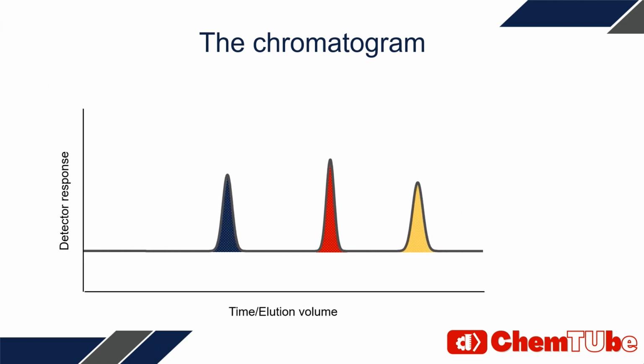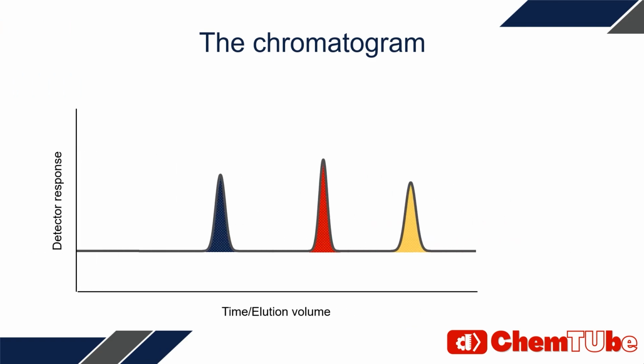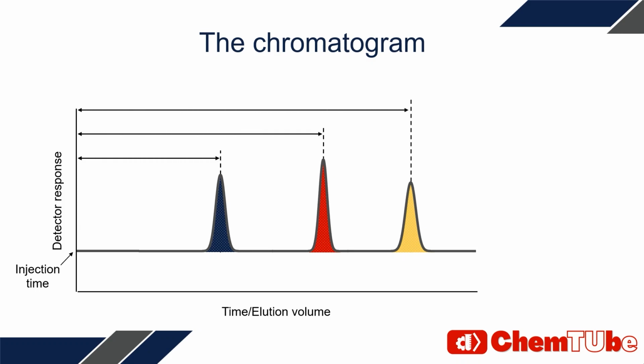Let's now take a closer look at the chromatogram and what information we can obtain from it. First, we can note the retention time of each compound, which is the time that elapses between the injection of the mixture onto the column and the arrival of that component at the detector. Retention volume is the volume of mobile phase required to elute a particular solute from the column. Mobile phase, or an unretained solute, travels through the column in the minimum time possible, t0.